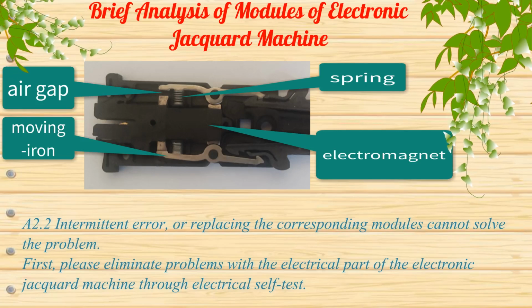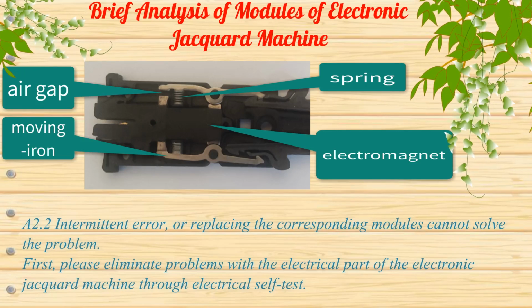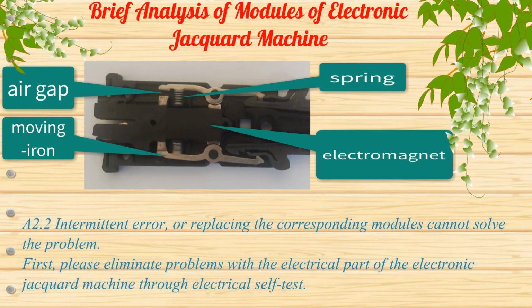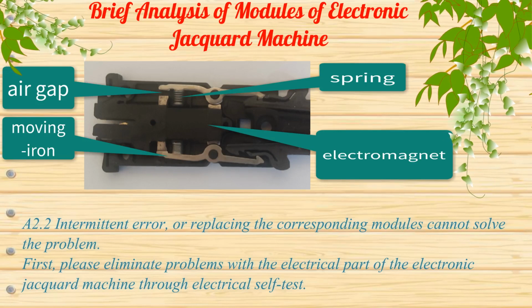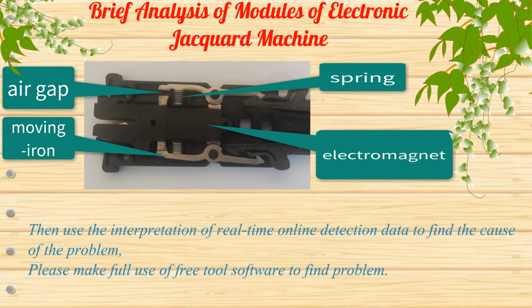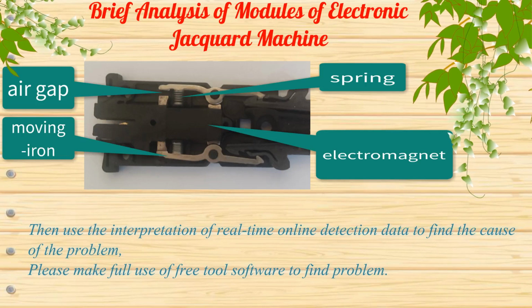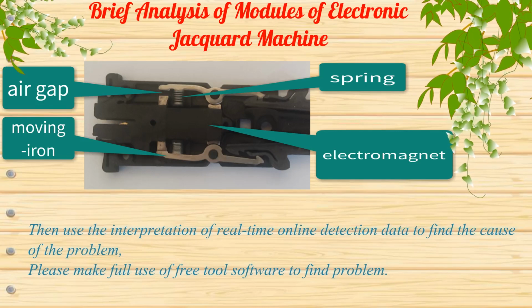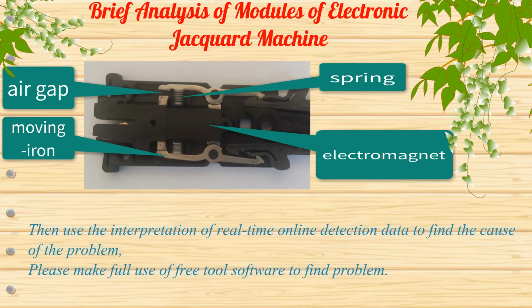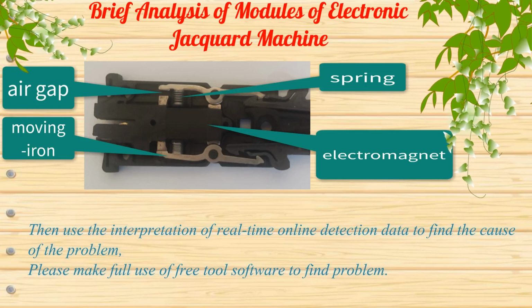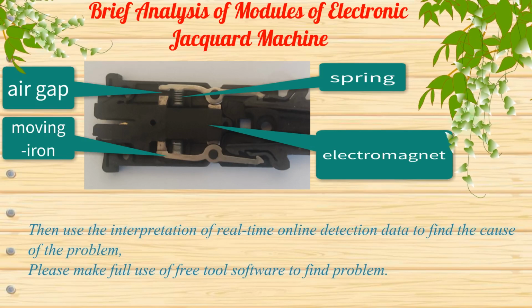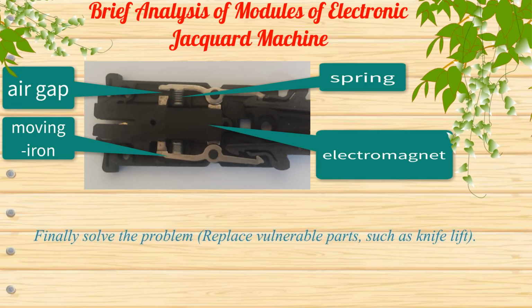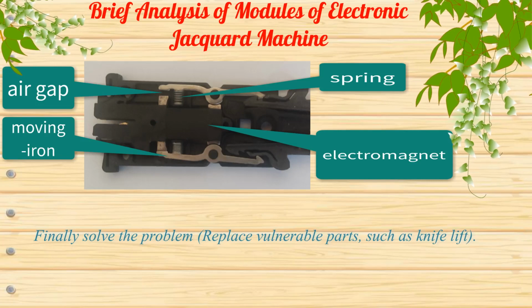First, please eliminate problems with the electrical part of the electronic Jacquard machine through electrical self-test. Then use the interpretation of real-time online detection data to find the cause of the problem. Please make full use of free tool software to find problems. Finally, solve the problem. Replace vulnerable parts, such as knife lift.